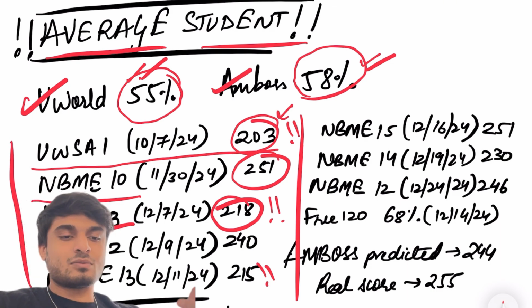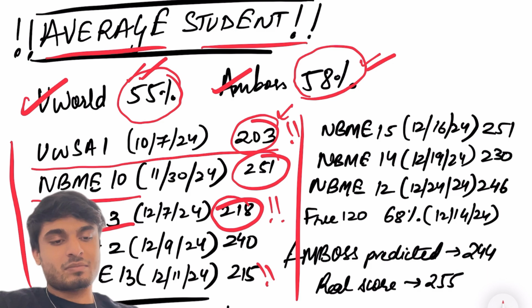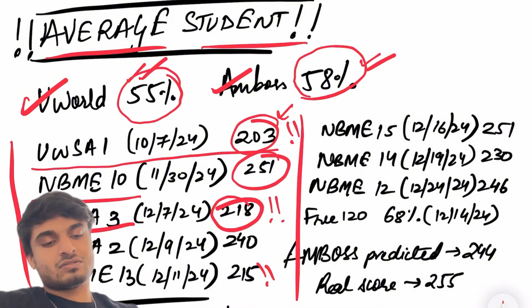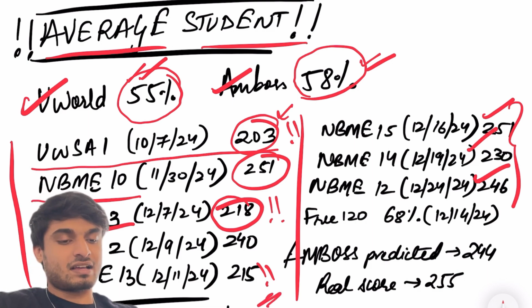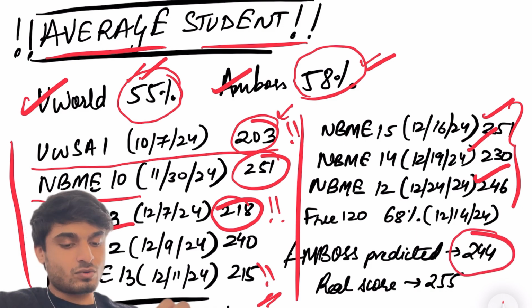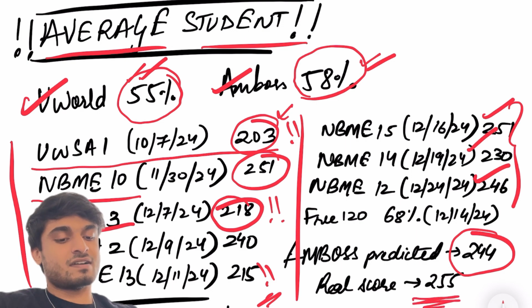But then I decided, well, if it's going to be this way, I might as well give the test, because I can't keep carrying the pressure of having to take a test again and again. So 251, 230, 246, this is where I got some of my confidence. I booked my date around here, actually, on December 27th. AMBOSS predicted my score to be 244. My real score was 255.